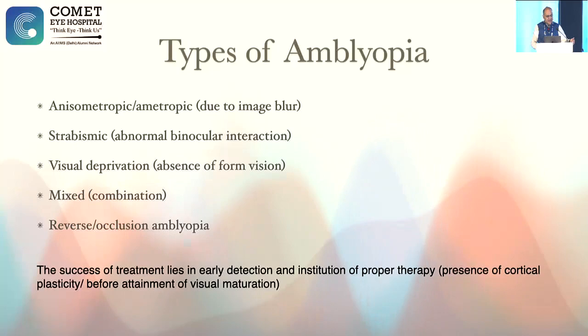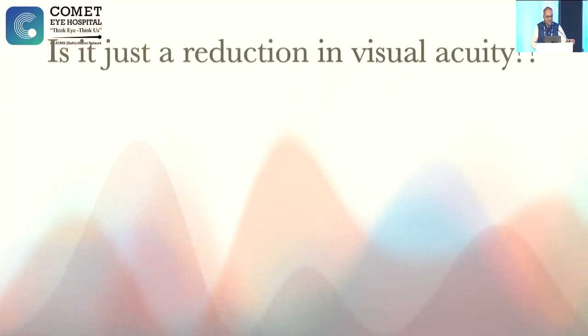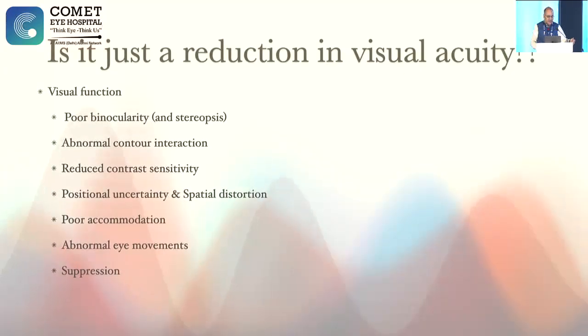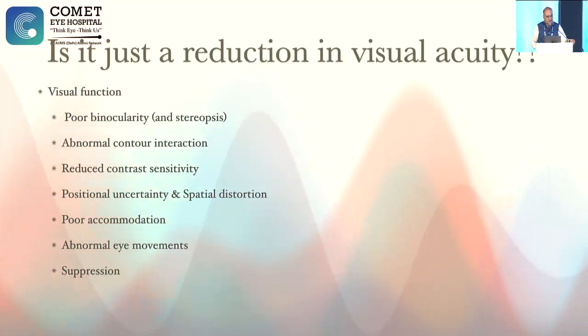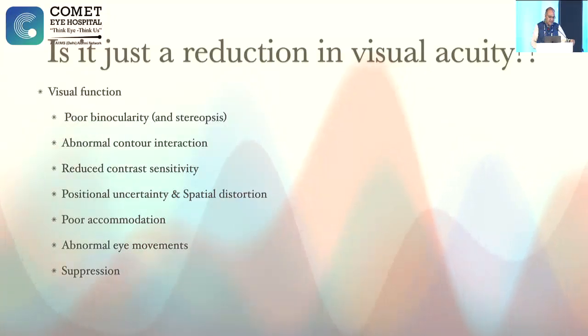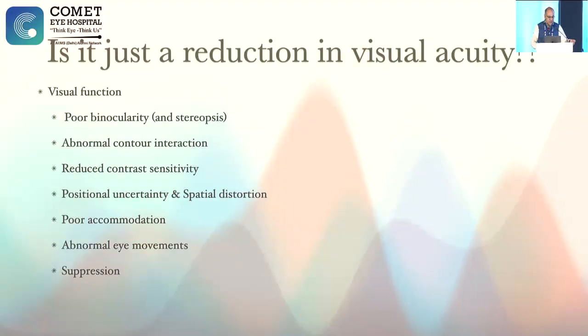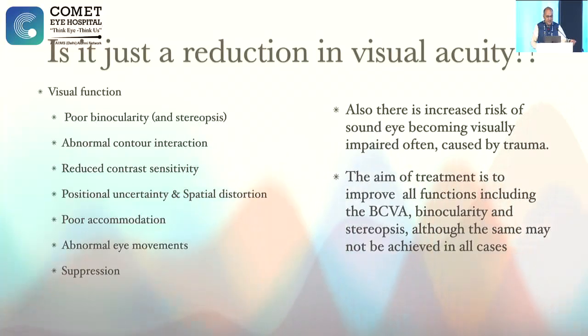The success lies in the early detection and the proper institution of therapy, because it has to be done when there is cortical plasticity and the patient has not attained visual maturation. But we all know that sometimes even adults can be treated for amblyopia. So is it just a reduction in the visual acuity? It's not. It's a visual function which has poor binocularity, abnormal contour interaction, reduced contrast sensitivity, positional uncertainty, spatial distortion, poor accommodation, abnormal eye movements, and suppression. Also, there are studies which talk about the sound eye getting trauma because of the other eye being amblyopic. And here what we try to improve is the BCVA, binocularity, stereopsis. If not all, at least some of them can be achieved.